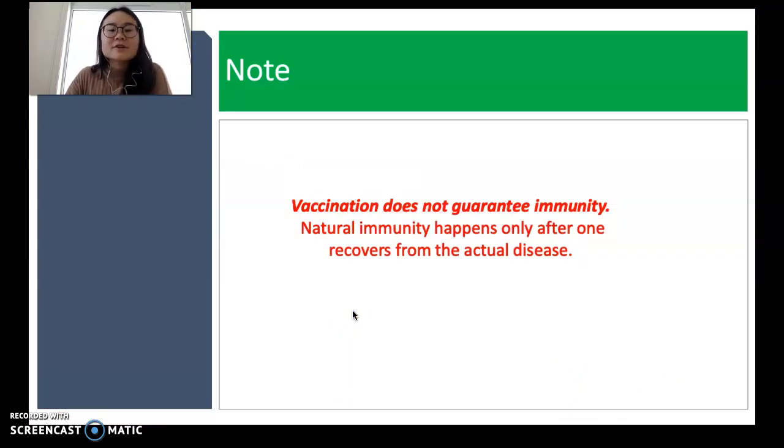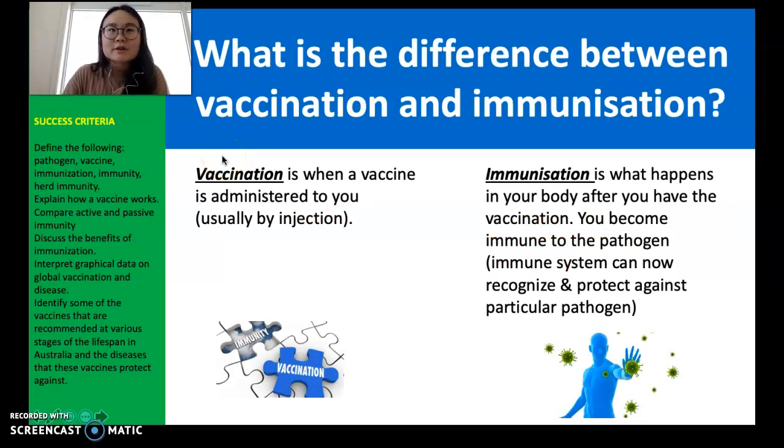Okay, vaccination does not always guarantee immunity. So vaccines are pretty good. I was reading that the success rate is about 85% to 95%, but that means not everyone who gets a vaccine will actually get the immunity, but enough people in the population will. So that's where the whole concept of herd immunity comes into it.